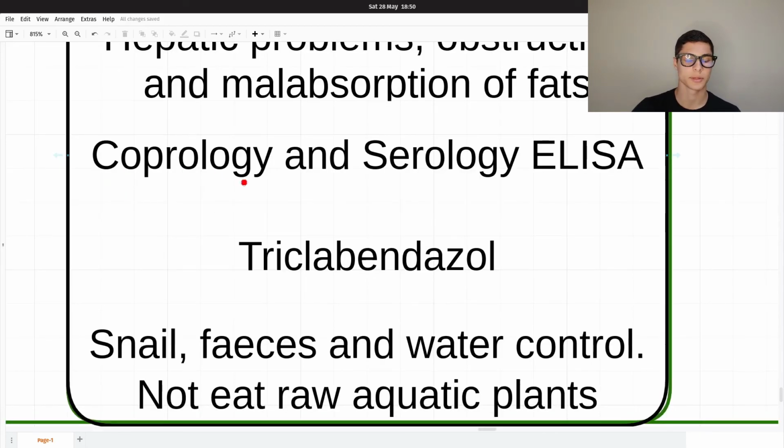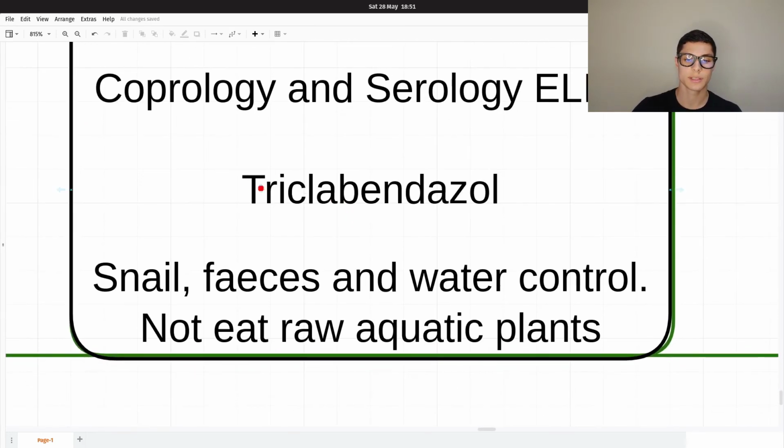Diagnosis is coprology, of course, because they are on the biliary duct. They can be released to the small intestine and then go through the feces. And serology as well. The treatment is triclabendazole, and prophylaxis, snail, feces and water control. As we always say, snail control is the worst, is the most difficult. And a recommendation to not eat raw aquatic plants.